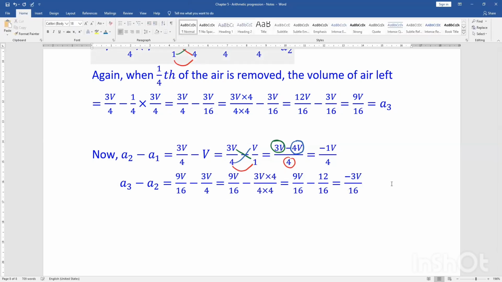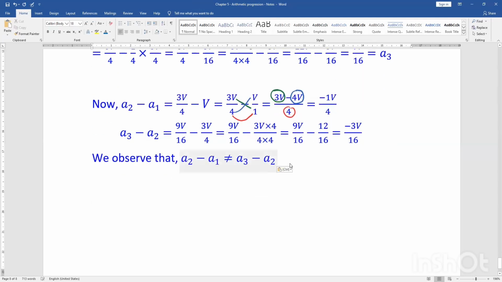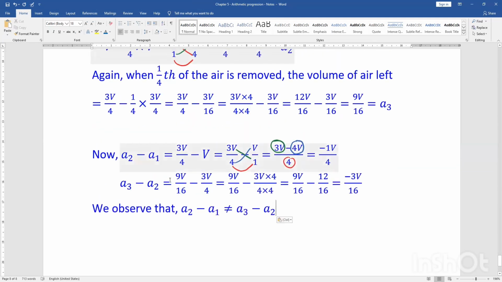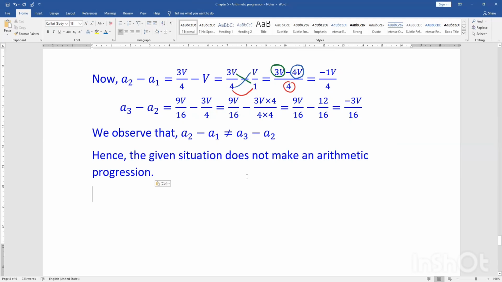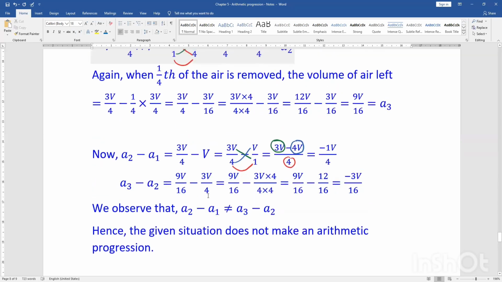Now what did you observe from this? We observe that A2 minus A1 is not equal to A3 minus A2. Correct, children? So now what do we have to write? Hence, the given situation does not make an arithmetic progression. See, that's very easy, right, children? Okay. So in this way, we can solve the problem.